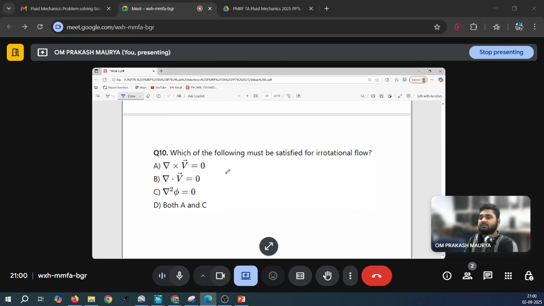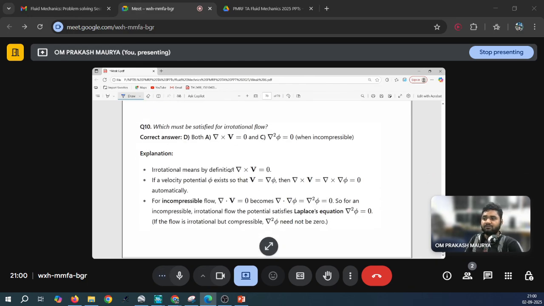Next one: which of the following must be satisfied by irrotational flow? Remember irrotational, yes, curl of velocity is equal to 0. This will satisfy the irrotational condition. So the final explanation is given.